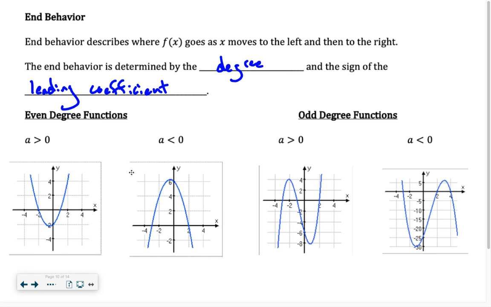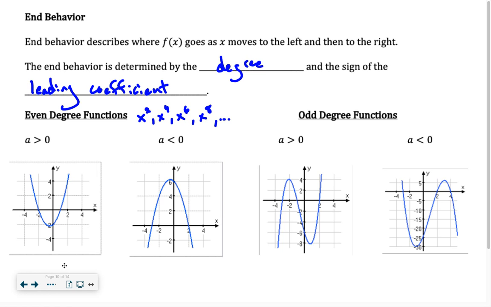All right. So if my polynomial is of even degree, right, so that could be anything like x squared, x to the fourth, x to the sixth, x to the eighth, right? Anything where my leading term has an even power and my a value, meaning my leading coefficient, is positive, this is what my end behavior is going to do, okay? My graph is going to go to positive infinity.